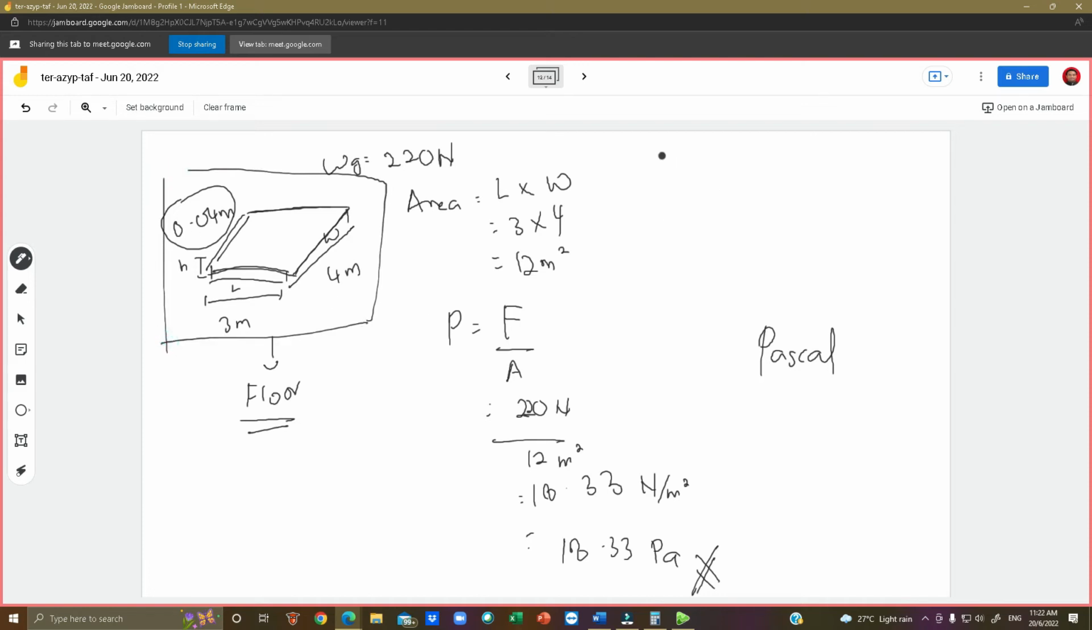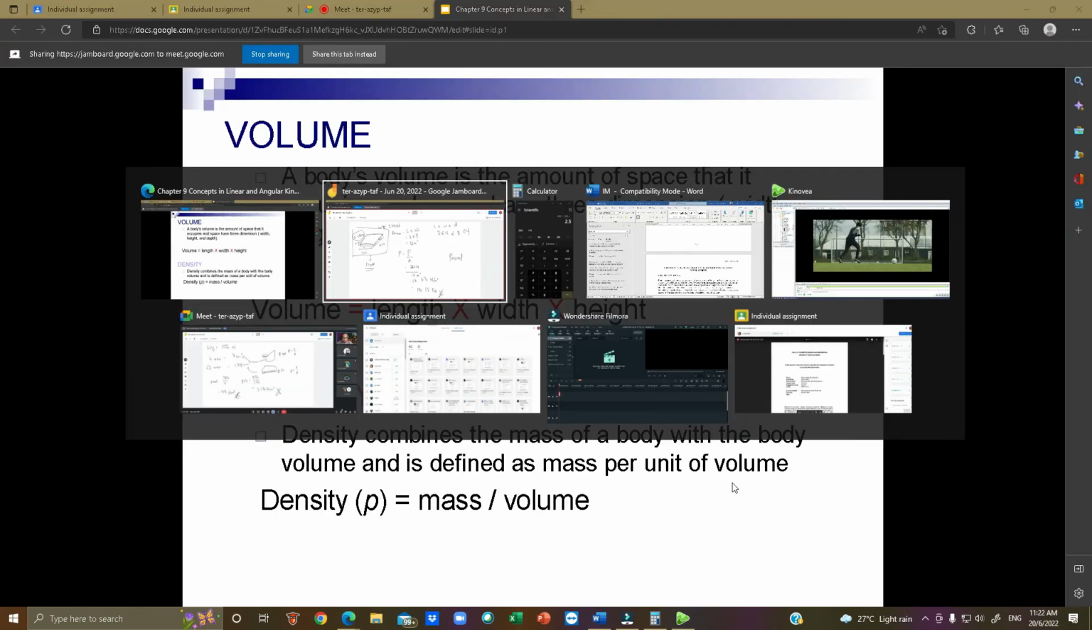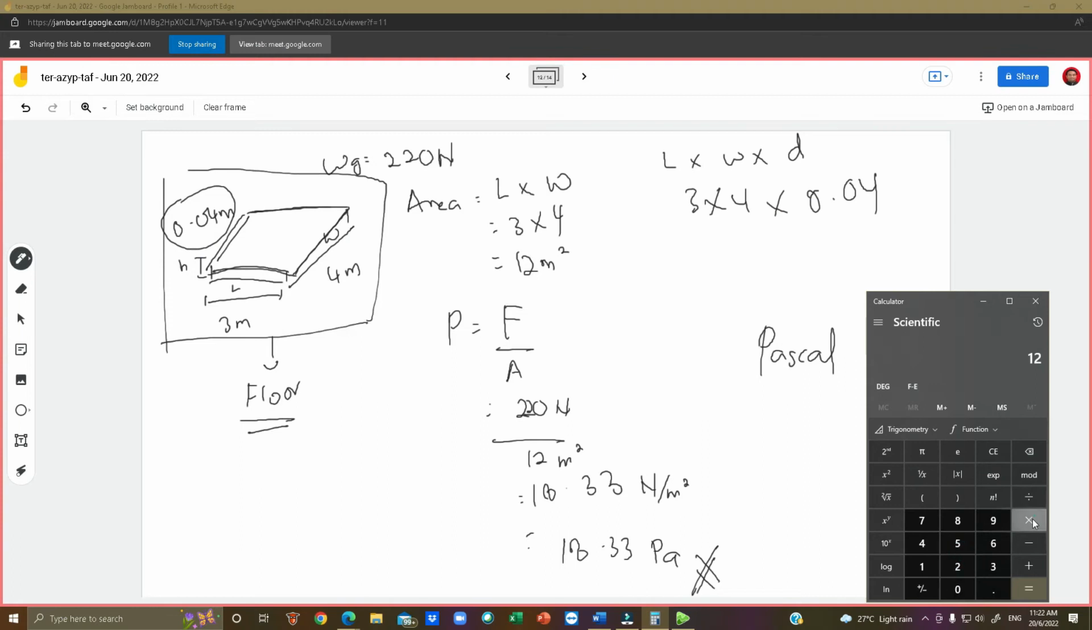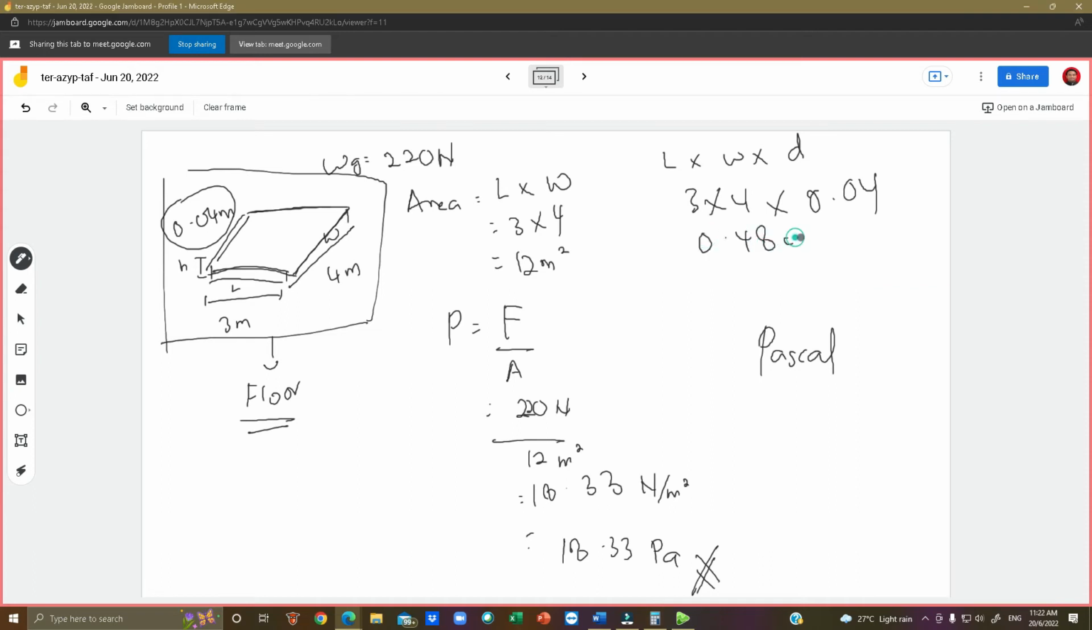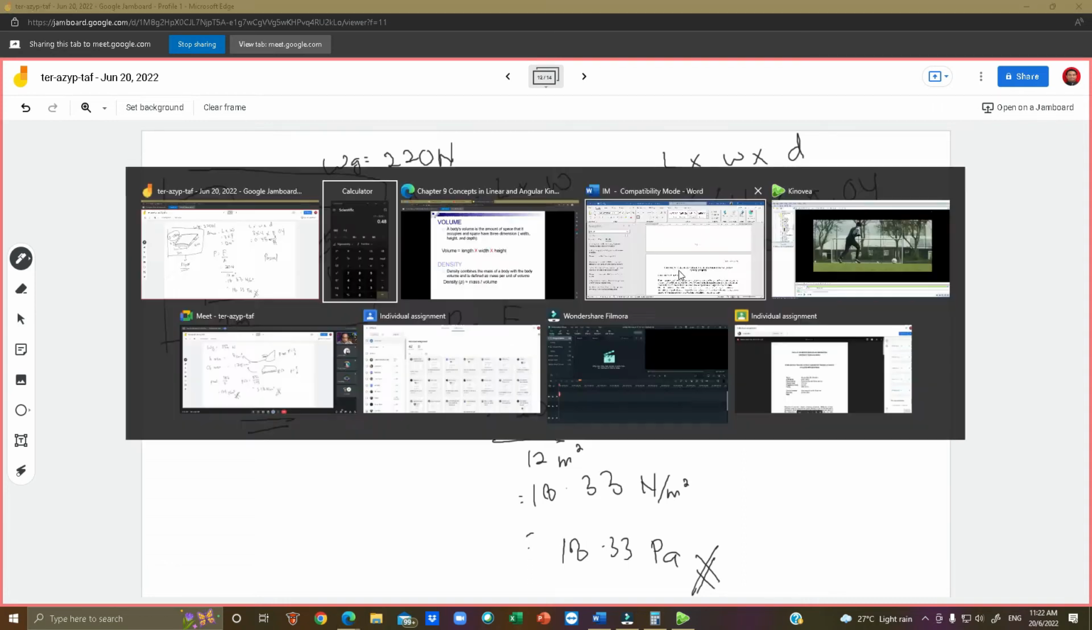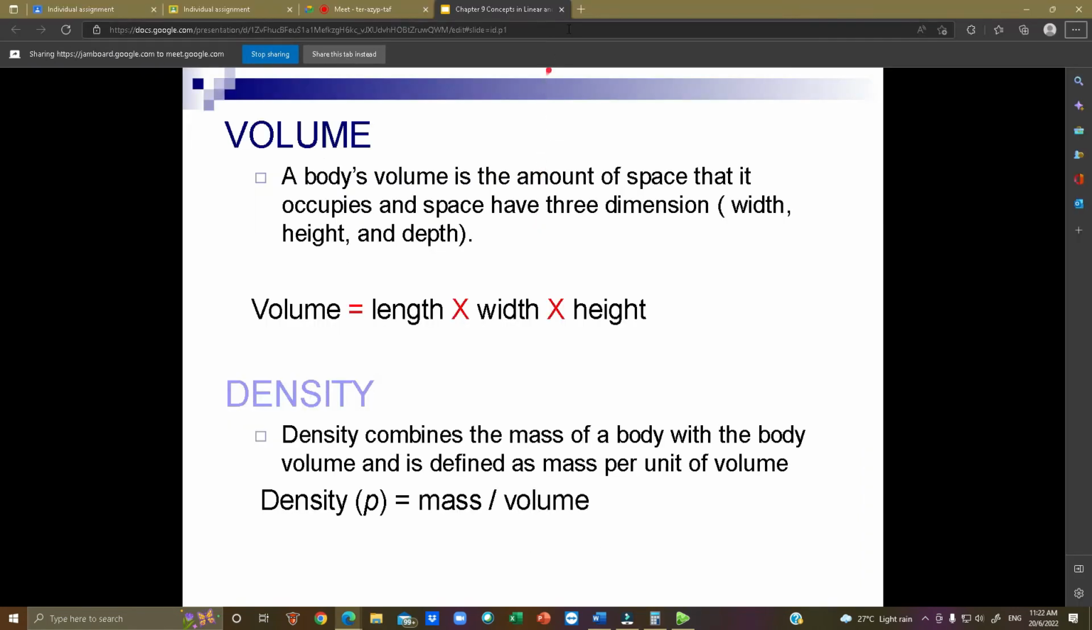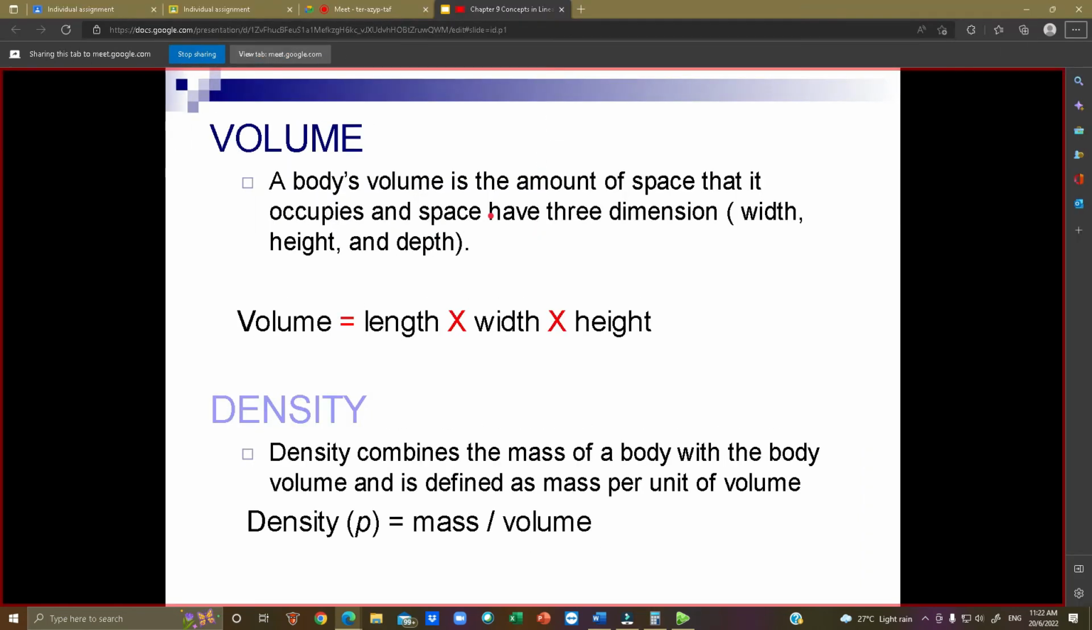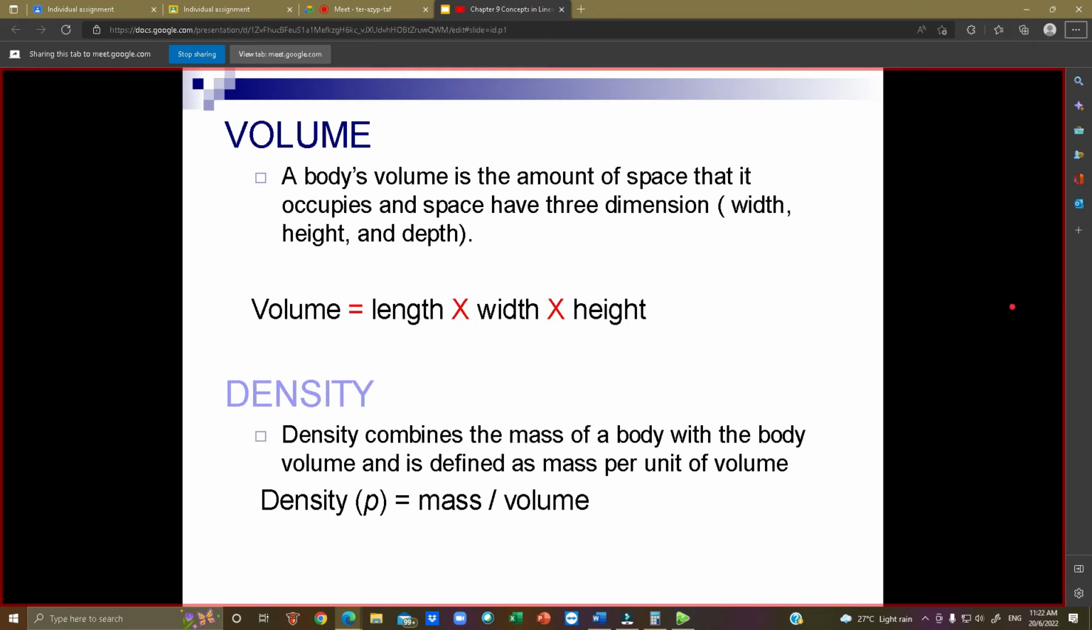So it will be length, width, depth. It will be 3 times 4 times 0.04. Apa kita dapat ni? 12 kali 0.04. So isi padu dia ialah 0.48. This one is meter cubed, right? That is isi padu. Ataupun dalam bahasa Inggeris dia, it will be volume. Okay, it will be volume. Sekejap.